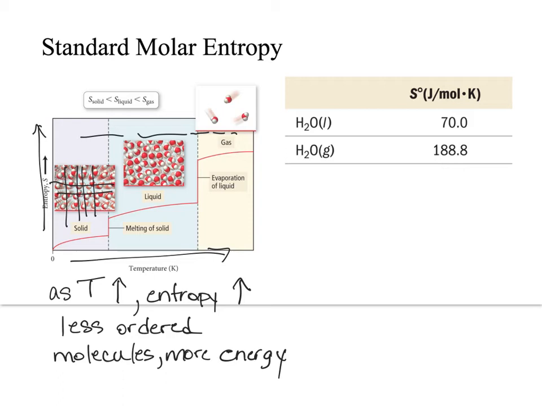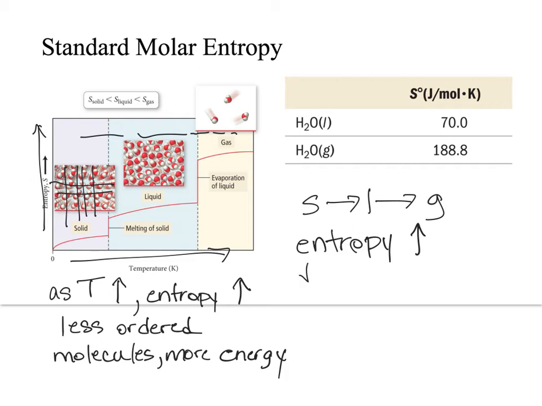We've determined that liquid water has an entropy value of 70 joules per mole Kelvin, and water in the gas phase has an entropy of 189 joules per mole Kelvin. So as we go from solid to liquid to gas, entropy increases.